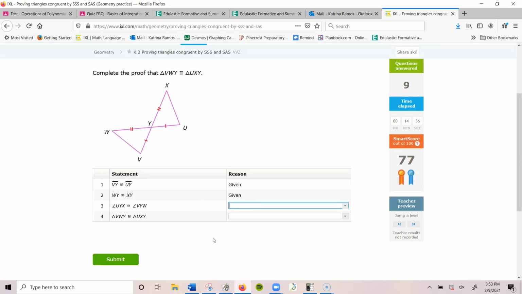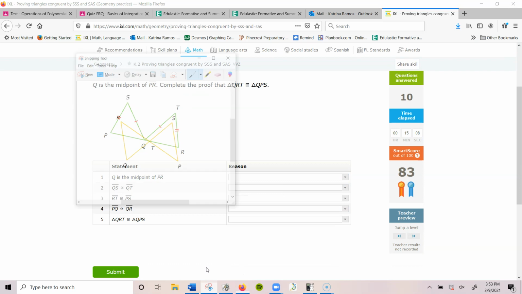Let's see if we can do this without the diagram. We have VY is congruent to UY, that's marked. WY is congruent to XY, also marked. And then angle UYX is congruent to VYW, which is also vertical angles. So we would have a side, an angle, and a side, side, angle, side. So that would make this the side-angle-side theorem.